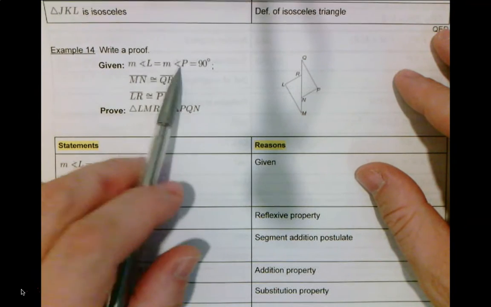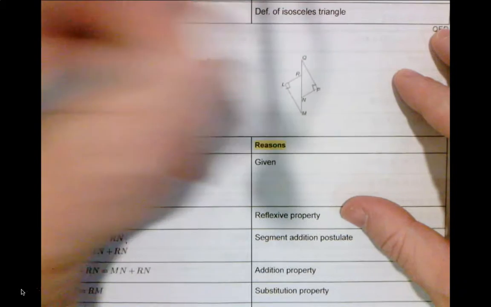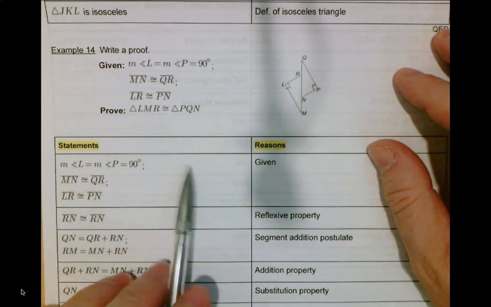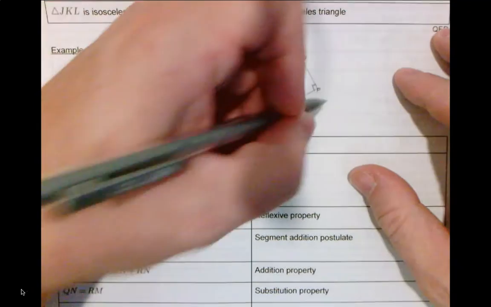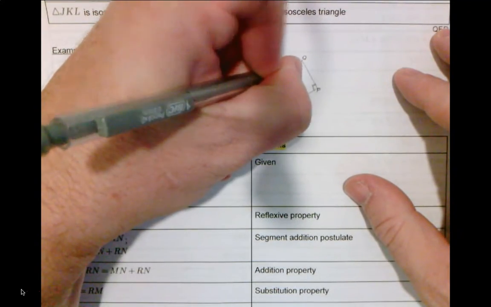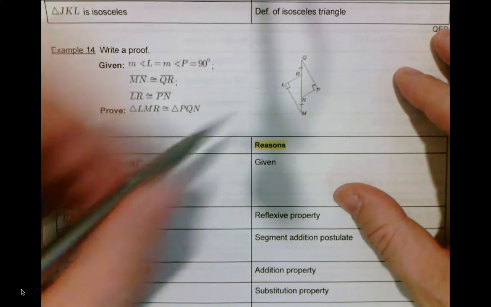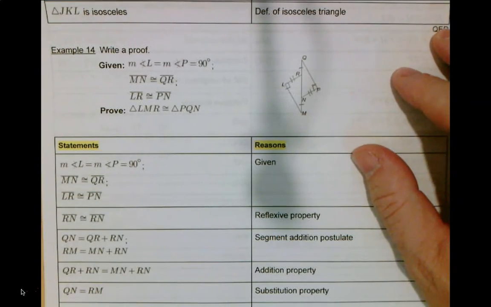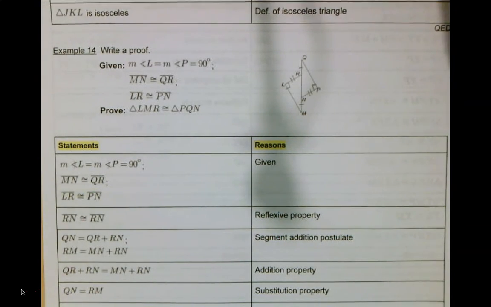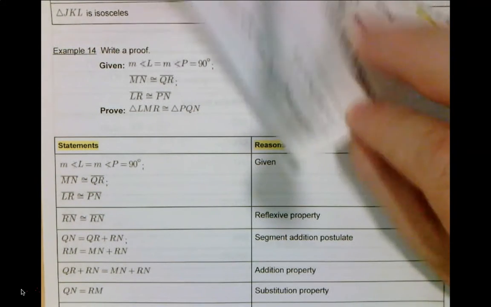All right, angle L and angle P are right angles, or 90 degrees. We'll mark those in our diagram here. MN is congruent to QR. And LR is congruent to PN. Okay, so our goal is to get triangle LMR congruent to triangle PQN.